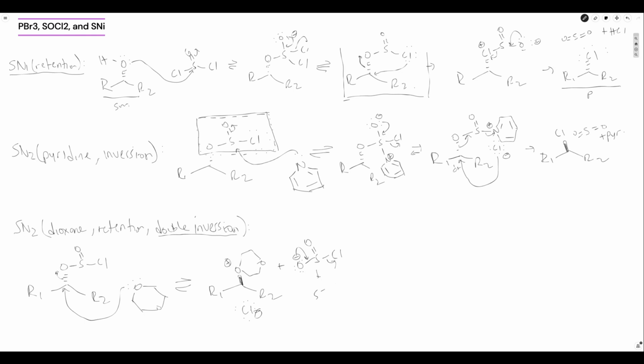And last step, of course, is this. The chloride comes in and returns the electron pair to the oxygen, the oxonium there, and what you get is this. Now this is actually retention. The chlorine is on the same side as the alcohol, but you can see that the retention went through two inversions. So this is actually a double inversion.